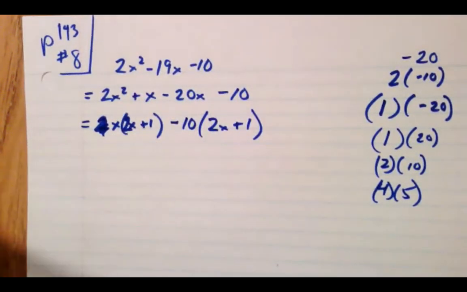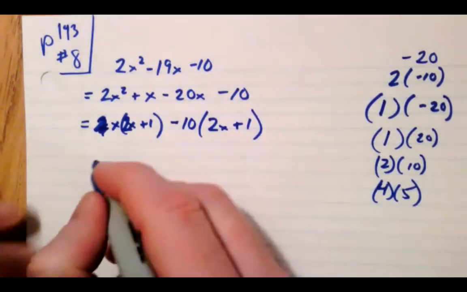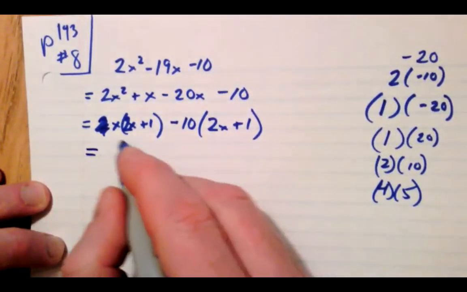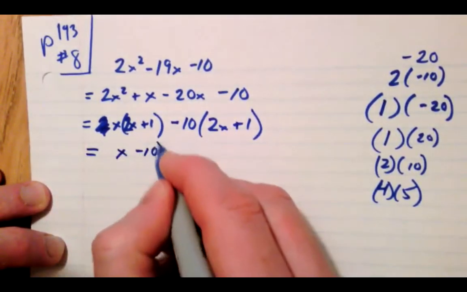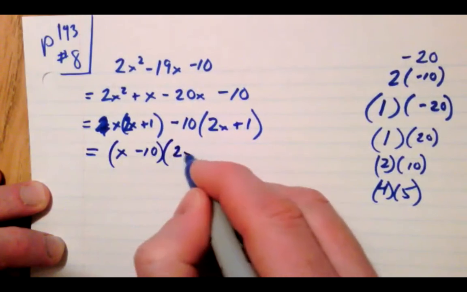Oh, my automatic vacuum starting. Can somebody stop that? So our final answer is x minus 10 times 2x plus 1.